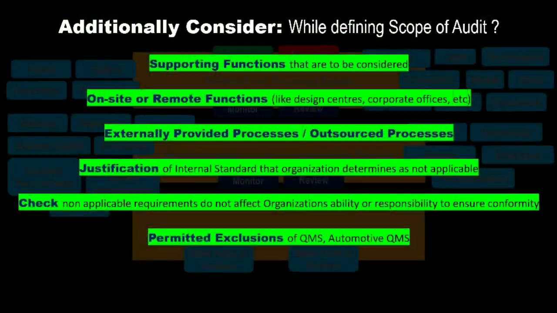Additionally, check the supporting functions that are to be considered. Whether on-site or remote functions are there like design centers, corporate offices, etc. Check whether externally provided processes or outsourced processes are missed or they are a part of process interaction matrix or simply the process flow. Check whether there is justification of points from the international standard that the organization determines is not applicable. Check that these non-applicable requirements do not affect the organization's ability or responsibility to ensure conformity. Check what are permitted exclusions of QMS, automotive QMS, etc.